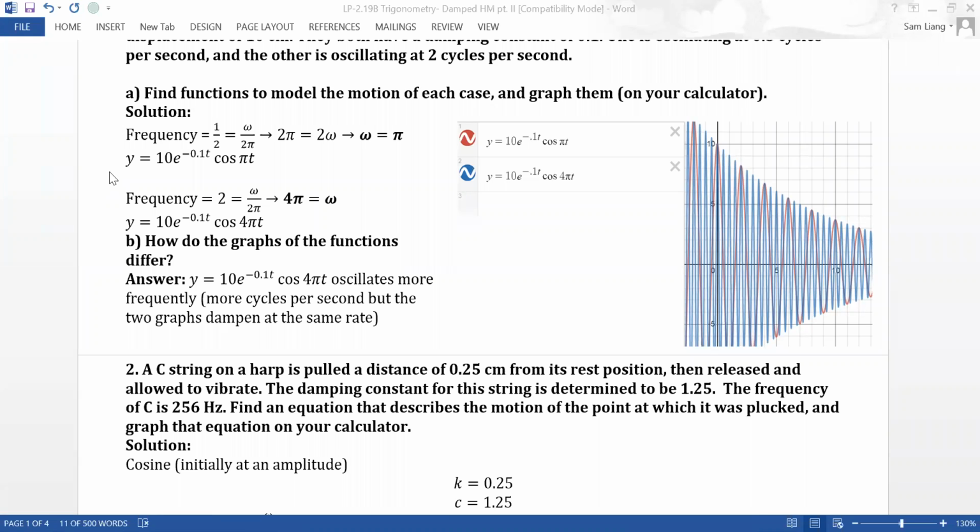4 times as many. Very nice. Yeah. So the only difference here, as you were saying, is the period, right? 4 pi t oscillates much more frequently, but because the damping constant is the same, -0.1, or C is 0.1, they dampen at the same rate. So if you notice on the graph here, the maximums at red and the maximums at blue occur at the same locations, right? So they're at the same level for every time.